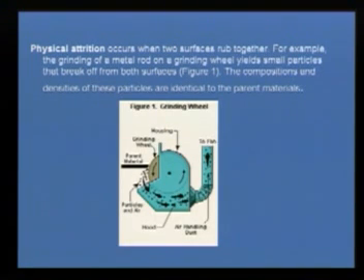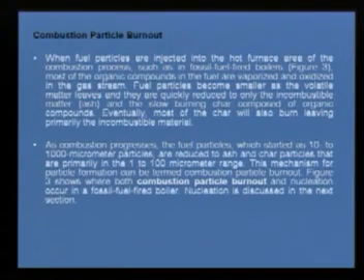The second way the particles are formed is, okay, there are more kinds of crushers, but they are not being shown. Combustion particle burnout. This is important to understand. Why is the fly ash generally much smaller than the coal that we are firing in? Because the particle is completely burnt out.